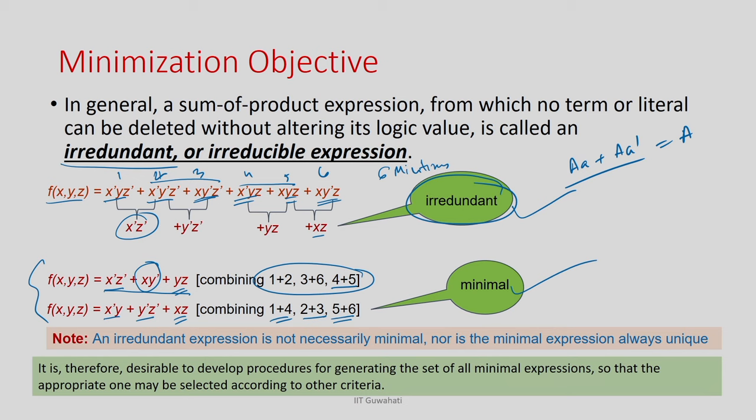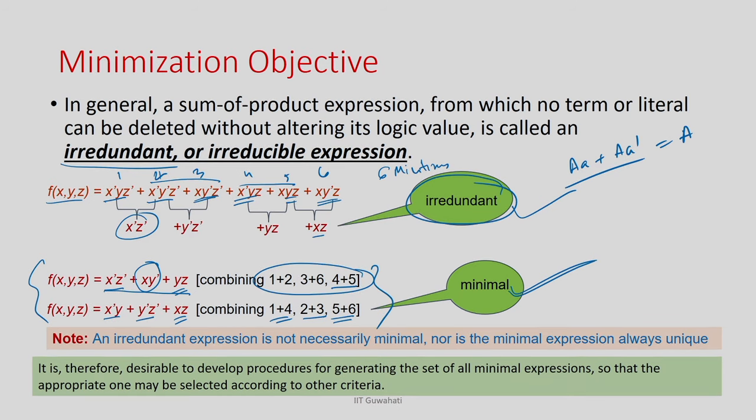So that means for a given function, it is not necessary that you will have a unique minimal expression. You can have multiple minimal expressions, and similarly not always all redundant expressions are minimal, okay. So that is something very interesting and important to note, okay. So your objective is to identify the minimal expressions, and if there are multiple, you can identify all or you can identify one. But if you identify this one, it is still redundant, but this is not the minimal one, okay. So that's something we understood, okay.